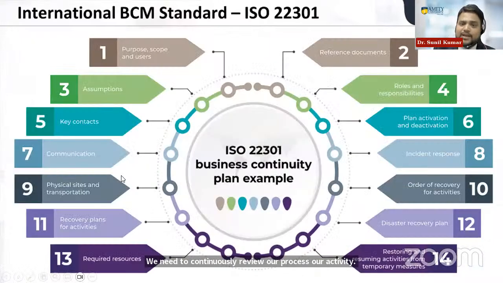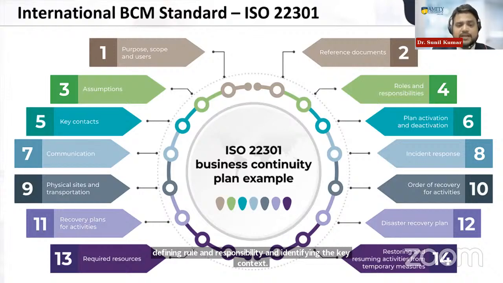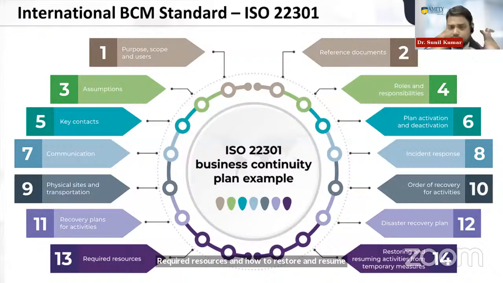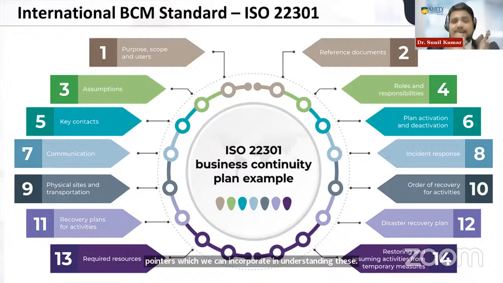Now, to sum up these roadmaps and processes, we have the international BCM standard ISO 22301, which talks about the various steps which need to be performed, and they have come up with 14 steps. From identifying the purpose, scope, and the users, the reference document preparation, assumptions, defining roles and responsibilities, and identifying the key context, till identifying the disaster recovery plan, required resources, and how to restore and resume activities from temporary measures. They have beautifully classified those 14 pointers, which we can incorporate in understanding the various processes through which we can implement continuity planning.